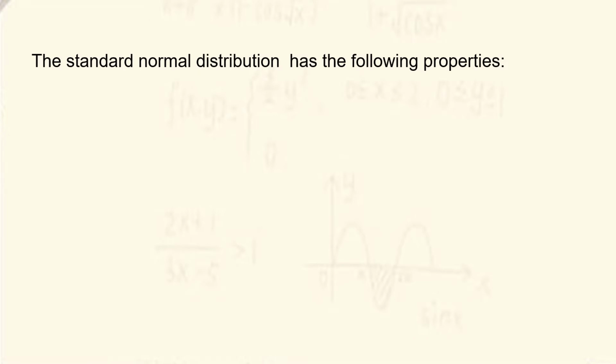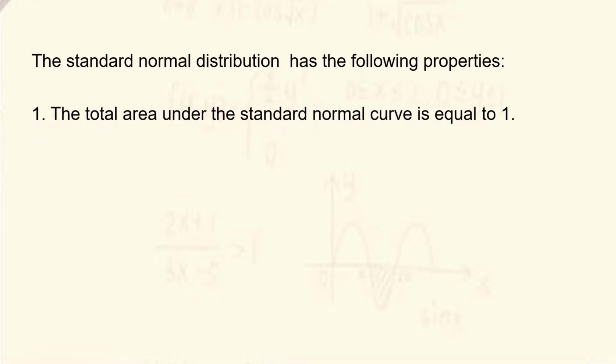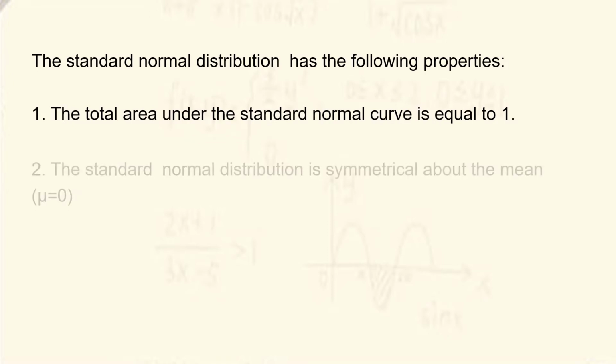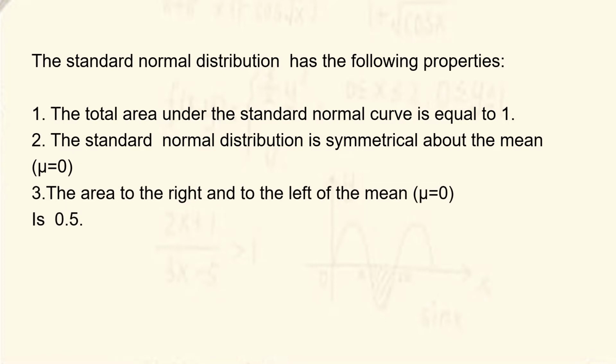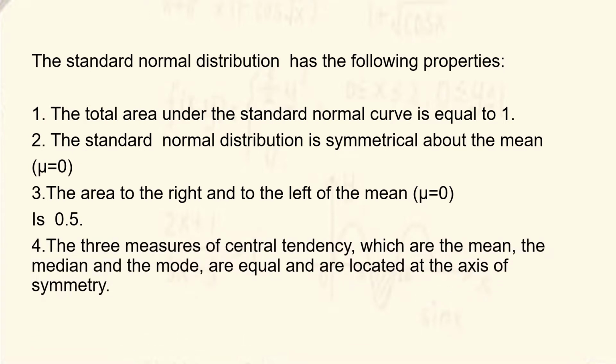The standard normal distribution has the following properties. Number 1, the total area under the standard normal curve is equal to 1. Number 2, the standard normal distribution is symmetrical about the mean. Population mean is equal to 0. Number 3, the area to the right and to the left of the mean, population mean is equal to 0, is 0.5. Number 4, the three measures of central tendency, which are the mean, the median, and the mode, are equal and are located at the axis of symmetry.